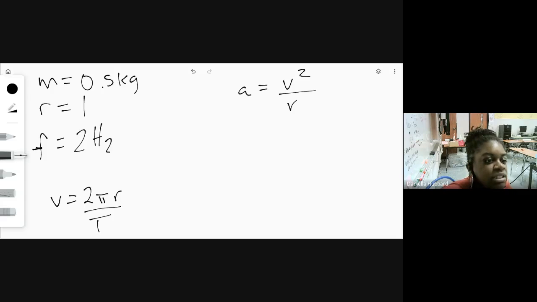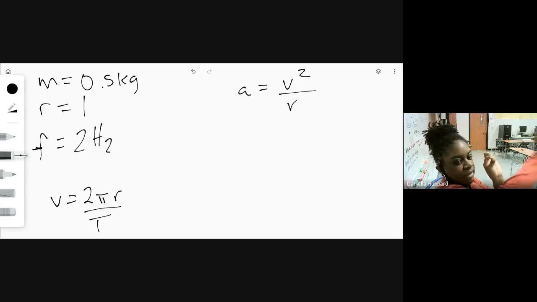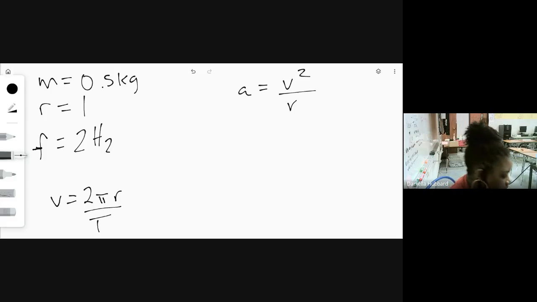Okay. So as you see, I have my problem set up. Anytime I see kilograms or grams, I know that's my mass. So that's my M. The object is attached to a string that's 1 meter long. So when we're spinning, the radius that makes the circle is 1 meter long. Then they said that we're moving at a rate of 2 hertz. So Hz, if you see hertz, that is the frequency. And now they're asking for acceleration and then they're asking for force.